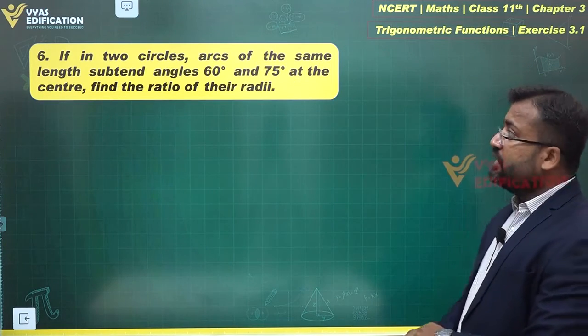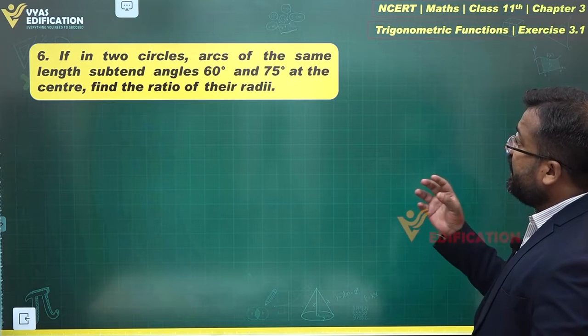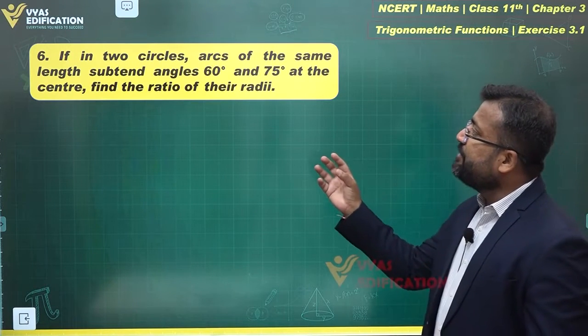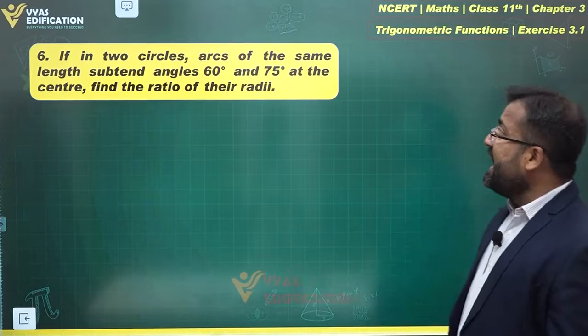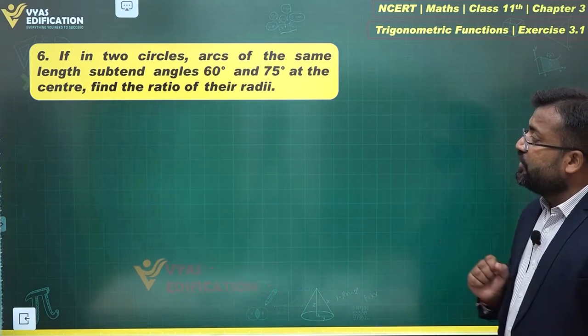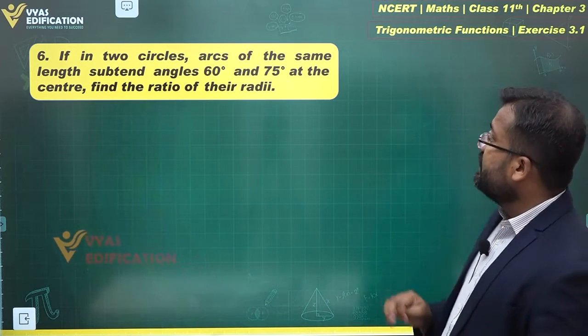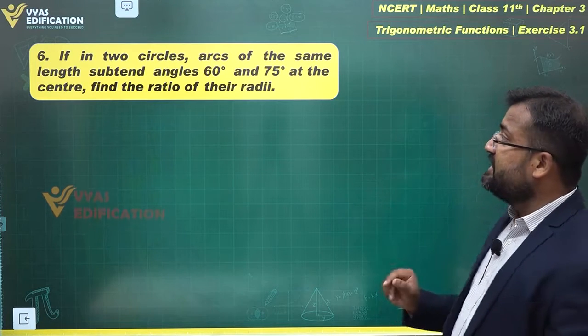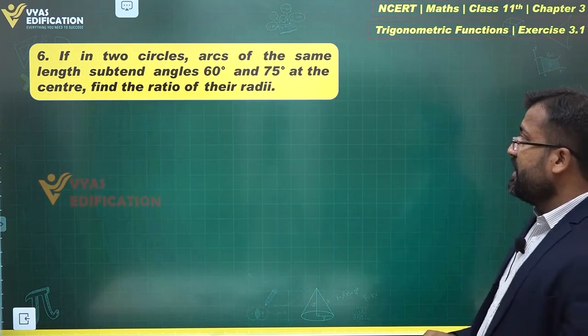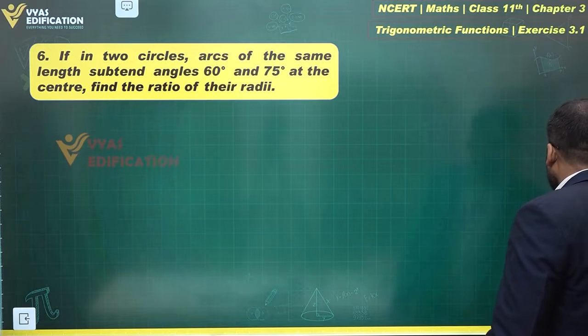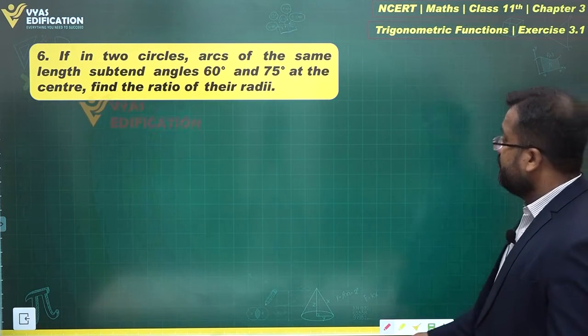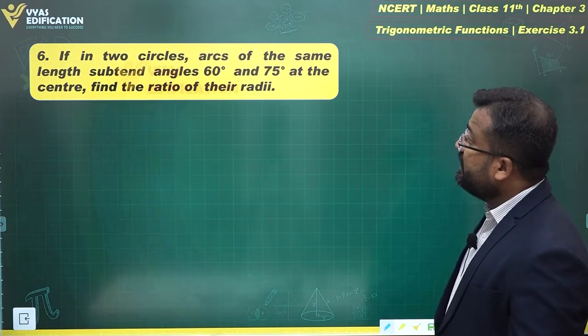Let's talk about this question. If in two circles, arcs of the same length subtend angles 60 degrees and 75 degrees at the center. There are two circles. The arc lengths are the same. Find the ratio of the radii that is being asked, right? How do we approach this question? Let's try and draw the two circles first and then compare.